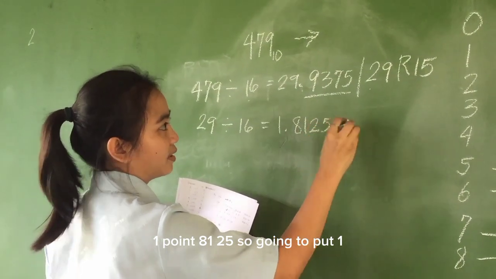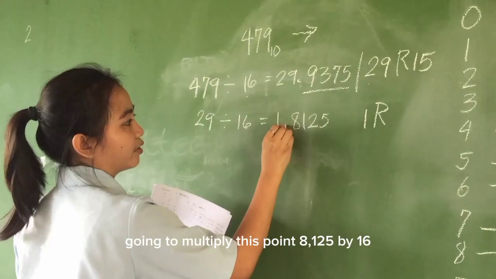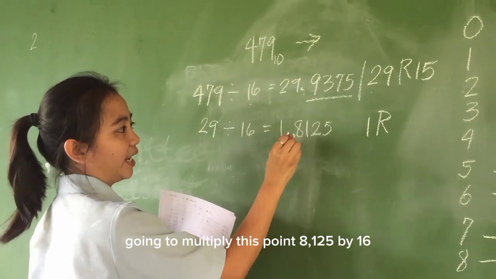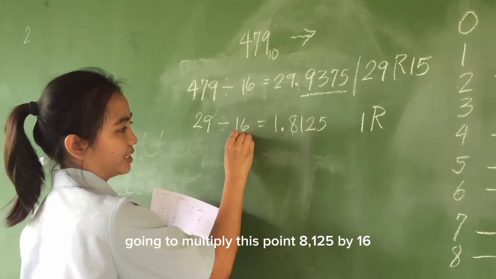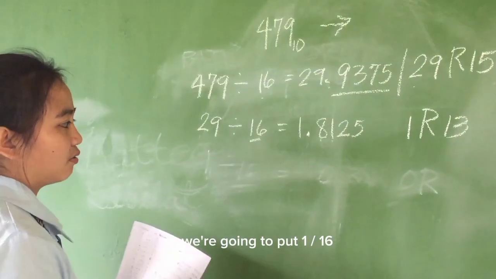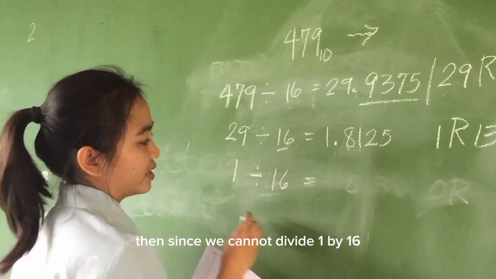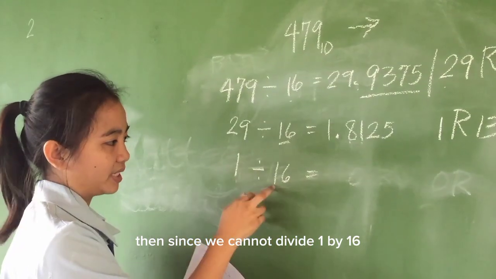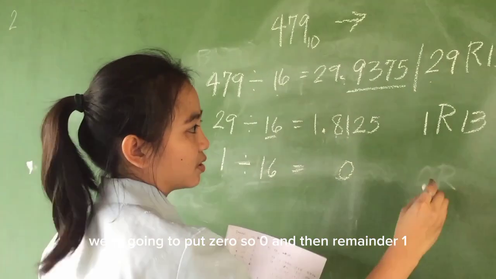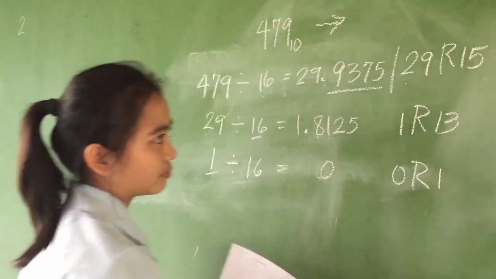1.8125. One, and then remainder, we're going to multiply this 8,125 by 16. The answer is 13. So we're going to put 1 divided by 16. And then, since we cannot divide 1 by 16, we're going to put 0. So 0, and then remainder 1.